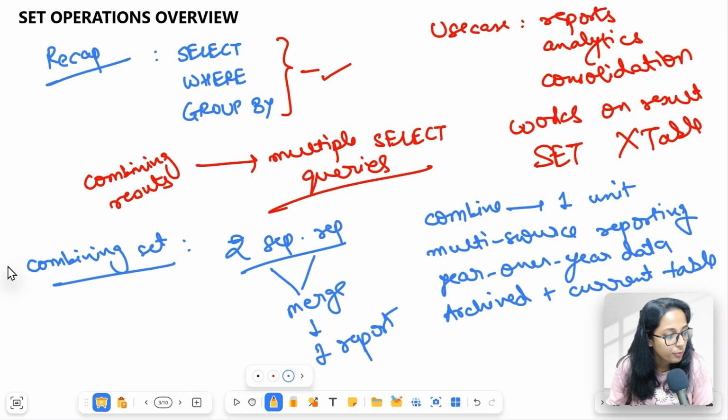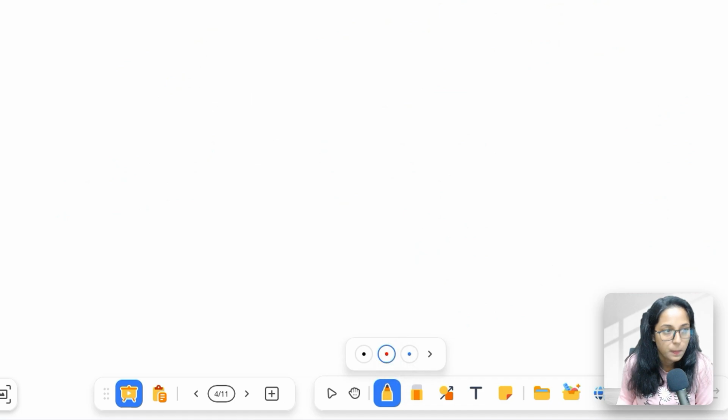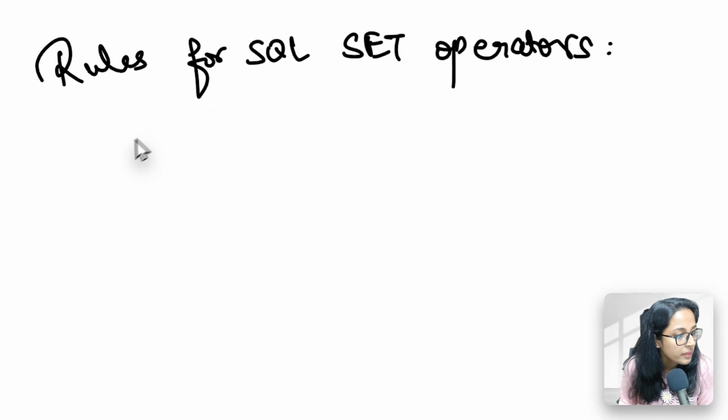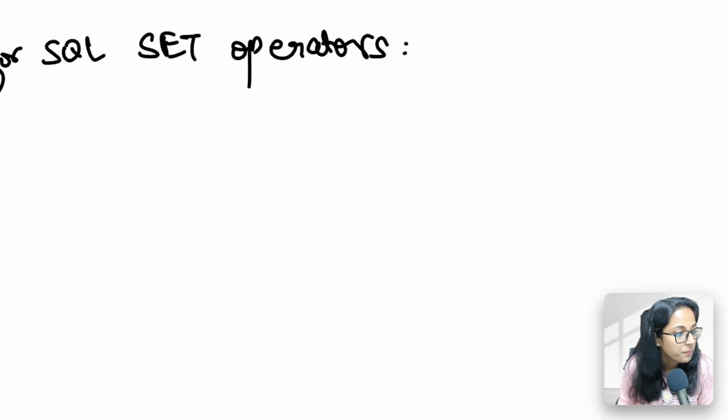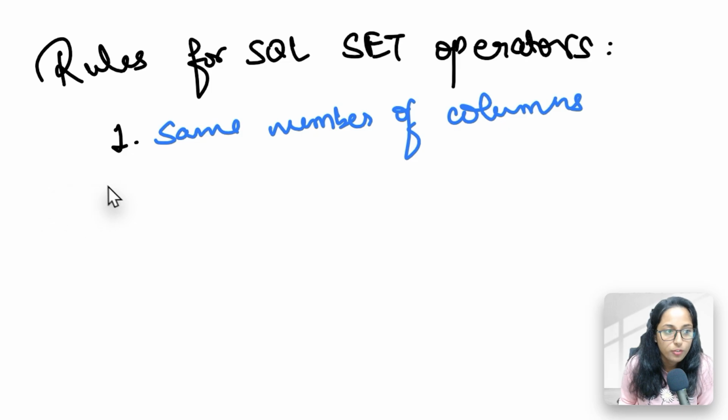So there is a set of rules for using the set operators. Let's see what those rules are. Rules for SQL set operators. These rules are mandatory, you have to follow them. The first one is that the same number of columns should be there. It cannot be that the number of columns varies.